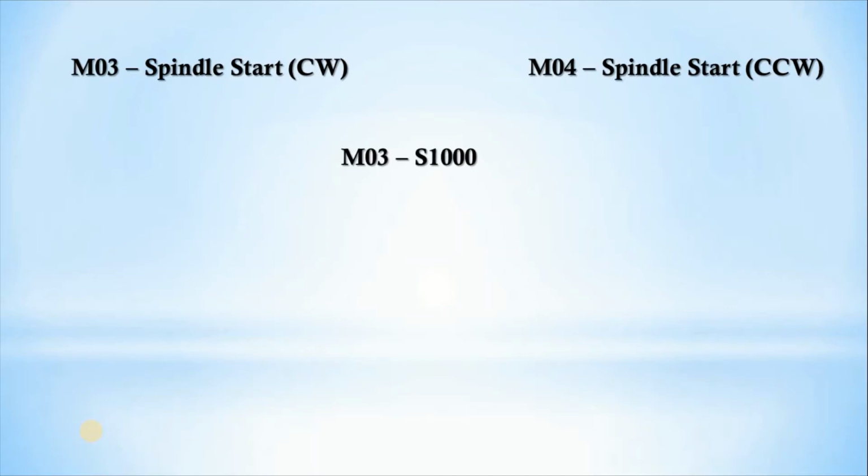So M03 S1000 means S, which is followed by a number, indicates the spindle speed in RPM. Whatever number S is followed by means that the spindle starts with this RPM. So either we can use M03 or M04 based on the movement of the spindle, either clockwise or anti-clockwise. Based on that, whatever number is written followed by S means that the spindle speed is given in RPM.